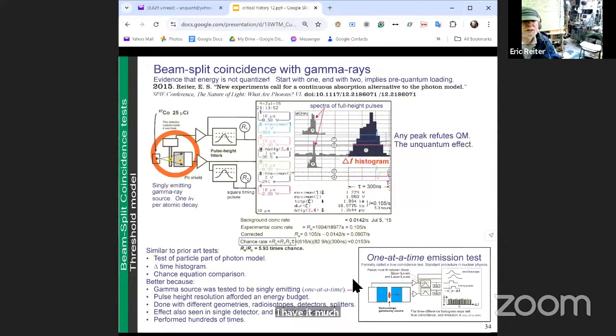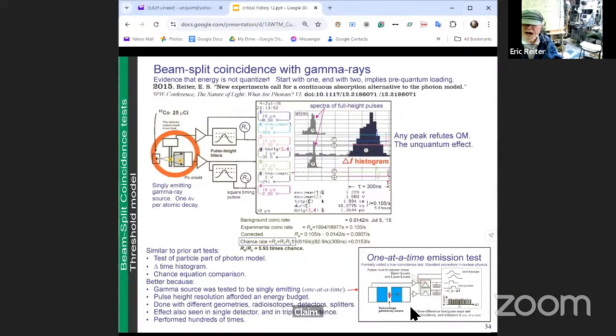And so here's the experiment that I do. Here's the time difference histogram, and there's this great big peak. And we're going to look at the numbers. I give all the numbers, the singles rates. Here's the thin detector in front of a thick detector. I'm using cobalt 57 that emits one at a time. Let's look at this one at a time claim.